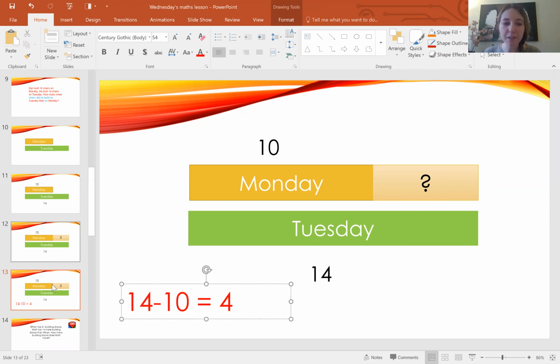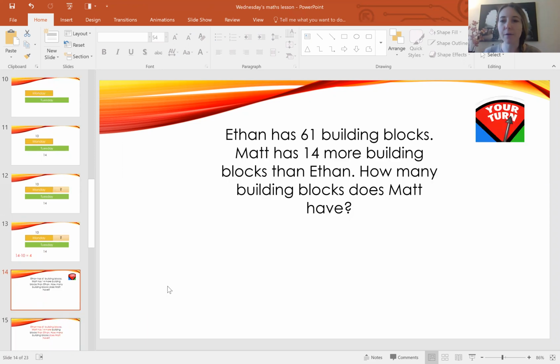So now it's time for you to have a go, but I'm going to take you through it step by step. Ethan has 61 building blocks. Matt has 14 more building blocks than Ethan. How many building blocks does Matt have?